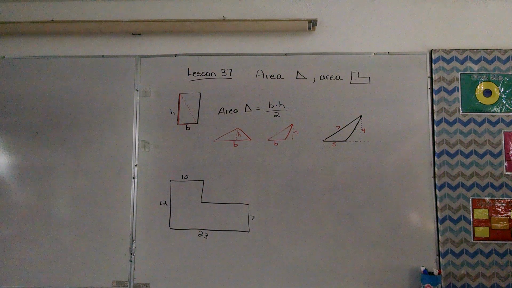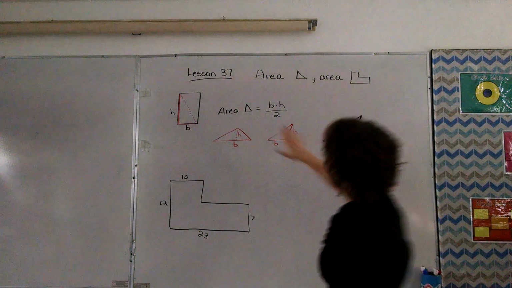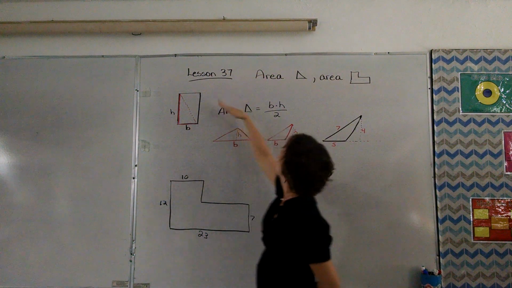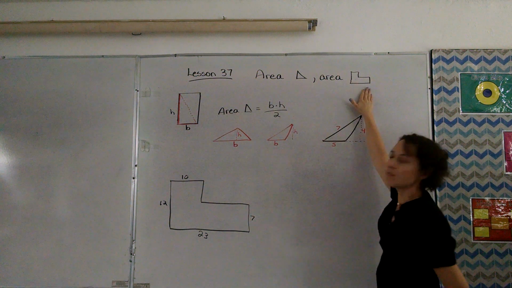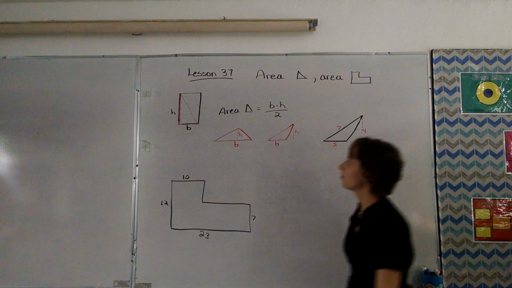This is Saxon Math for 6th grade. Today we're working on lesson 37. We're going to be finding area of triangles as well as area of complex rectangles.